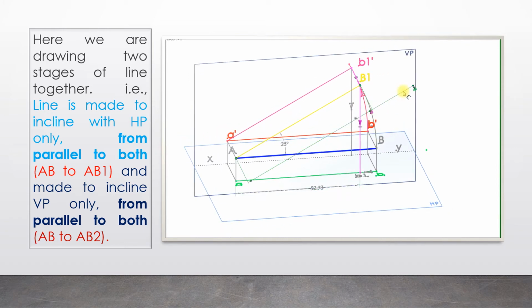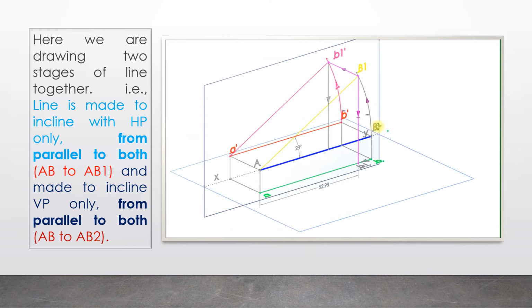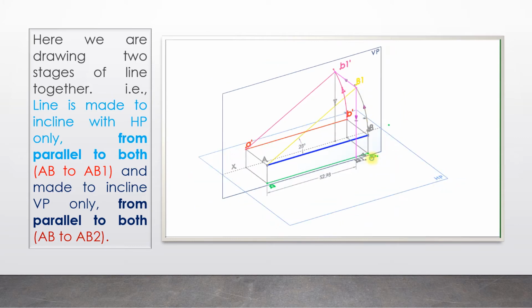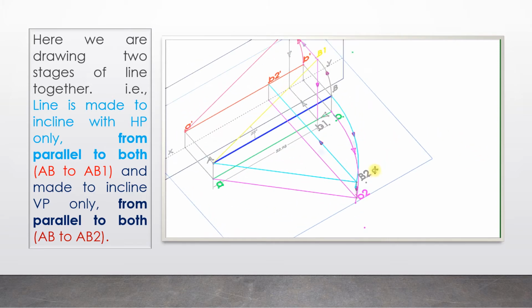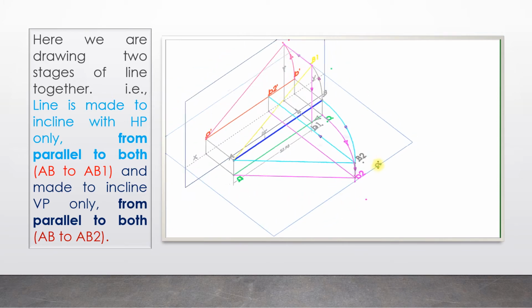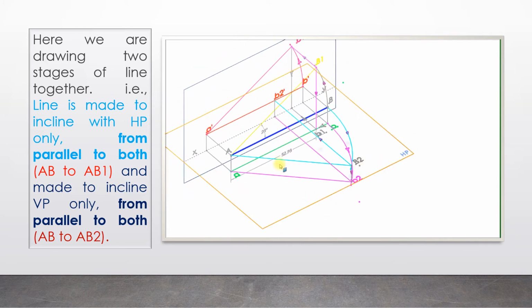Now take a line AB parallel to both the planes, rotated in such a way that it is inclined to VP only. First stage was inclined to HP only. The second stage is inclined to VP only. So we have overlapped both the stages together in this diagram. And rule 3 and rule 4 can be recollected.